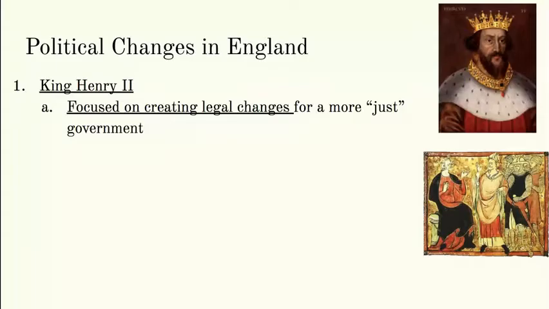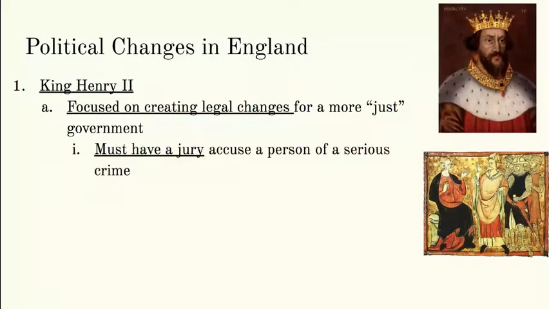What Henry does is he rises to power, he fights for his throne, he actually wins the crown through war. And then he looks at this and he's like, this isn't really a fair system. It's not right that a peasant who steals something can be killed, whereas a lord who steals something literally goes unpunished, right? He's like, that's not really fair. And so he creates legal change that focuses on creating that fair and just government. And so he creates this idea of a jury.